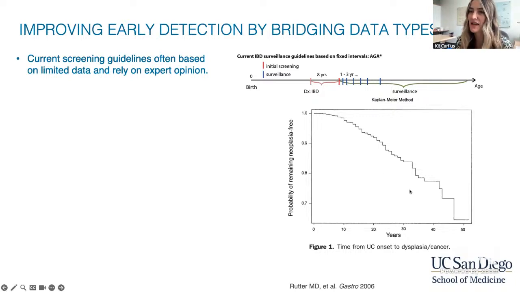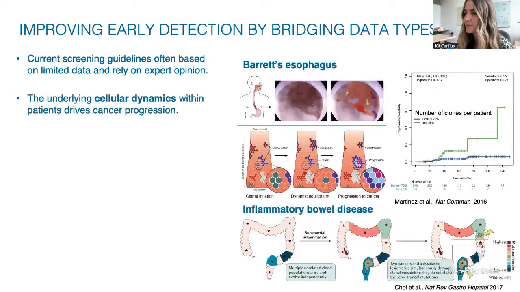Just basically, there's one Kaplan-Meier plot published in Gastro in 2006. They looked at the time to progression to some sort of neoplasia or cancer, and they saw that the probability of getting cancer goes up, or becoming cancer-free goes down, around 8 years. And that was kind of all the data that was used to decide that interval. So not a lot of computational modeling or understanding of carcinogenesis to inform these strategies. But again, as we know, the underlying cellular dynamics are what drive cancer progression.